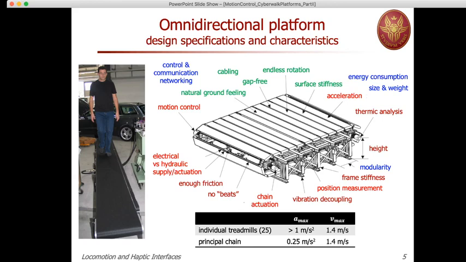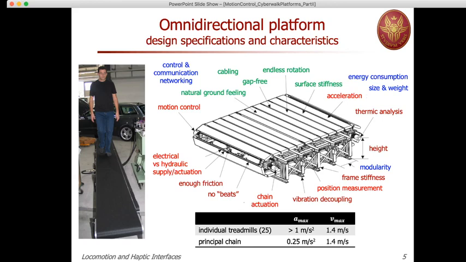Natural ground feeling: we would not like these long, in fact 5 meter long, treadmills to bend under the weight of the user, so that you have a natural solid ground feeling under your feet, so surface stiffness. We would like the whole chain to have an endless rotation, because you don't know if the walker is going to walk in one or the other direction continuously, forever in a sense. So you don't want to have a stop there. The close vicinity, or I would say gap-free condition, between treadmills that are side by side, so there's no hole for the feet of the user to stumble on.